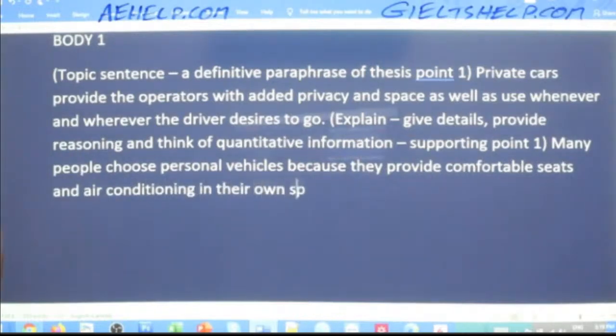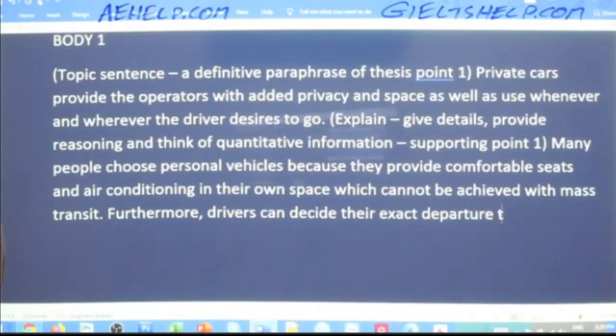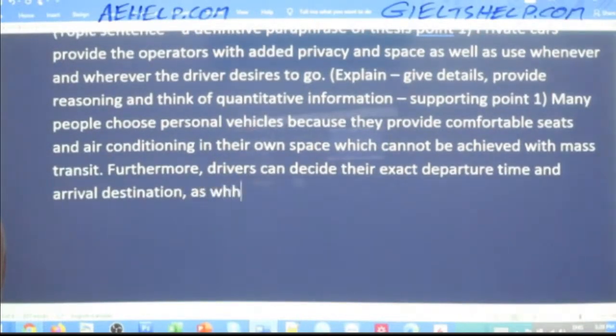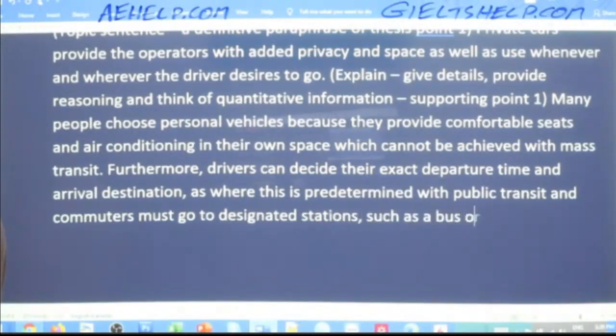In their own space, which cannot be achieved with mass transit. Furthermore, drivers can decide their exact departure time and arrival destination, whereas this is predetermined with public transit, and commuters must go to designated stations, such as a bus or train station.